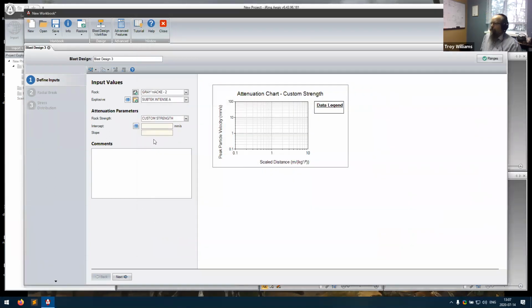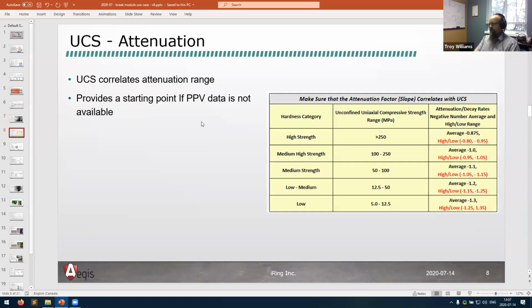Now, the attenuation curve, the slope of the attenuation curve. Eleanor had a lot of peak particle velocity data measured, and their slope averaged out to be about 0.94. But I'll show you how we can interpolate using a table we put together based on compressive strength of the material. So we put together a table that relates the compressive strength to a range of attenuation slopes. Eleanor was at about 100 MPa, which puts it at the high end of the medium strength range and the low end of the medium high strength range.